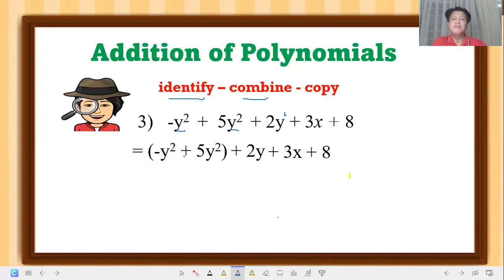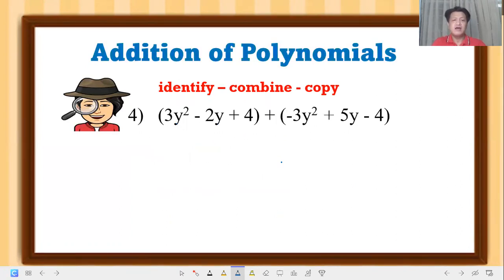Kaya negative 1 plus 5, that is simply positive 4. Bakit positive 4? Kasi di ba, mas malaki po yung absolute value ng positive. Kaya copy the sign. And then you have to copy the literal coefficient, which is y squared. Meaning to say, we have 4y squared. And then, since wala naman pong like terms itong given natin dito na bringing down, just copy as is. So that is now the sum of the given polynomial. We have 4y squared plus 2y plus 3x plus 8.